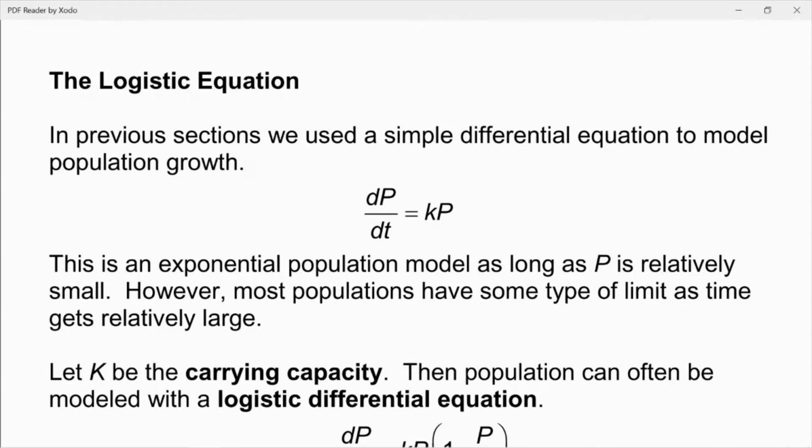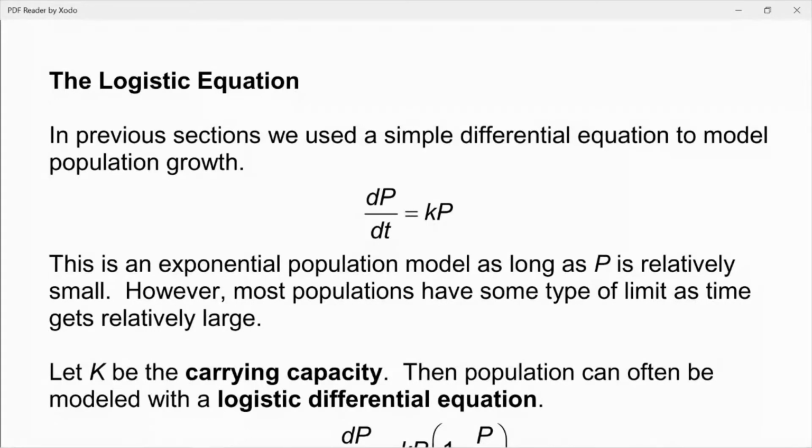This is AP Calculus BC, and in this video, I'm going to talk about the logistic differential equation. The first thing you might notice here is that there is not a section number attached to this topic, and that is because your book doesn't really have this topic covered in a lot of detail.